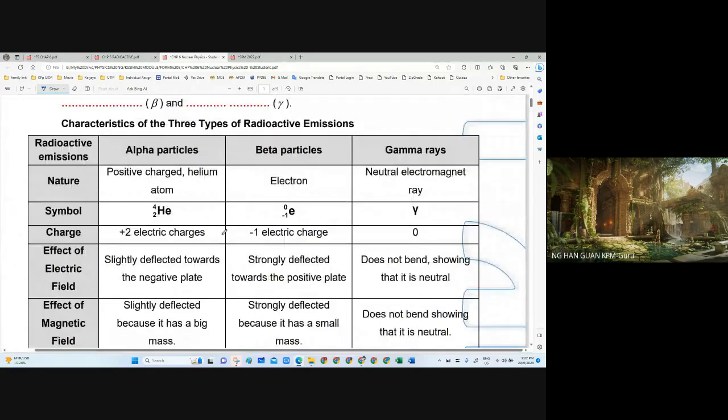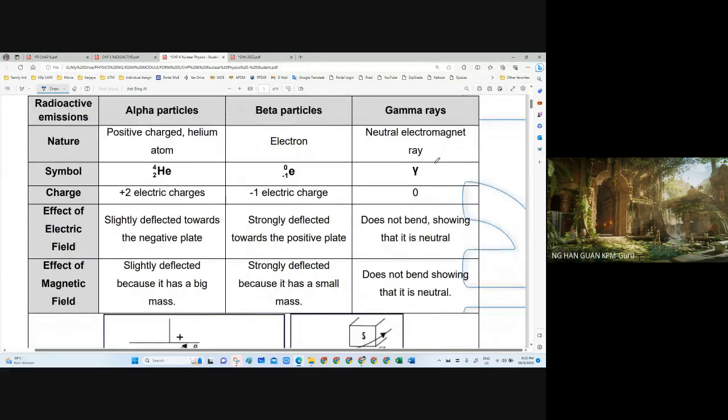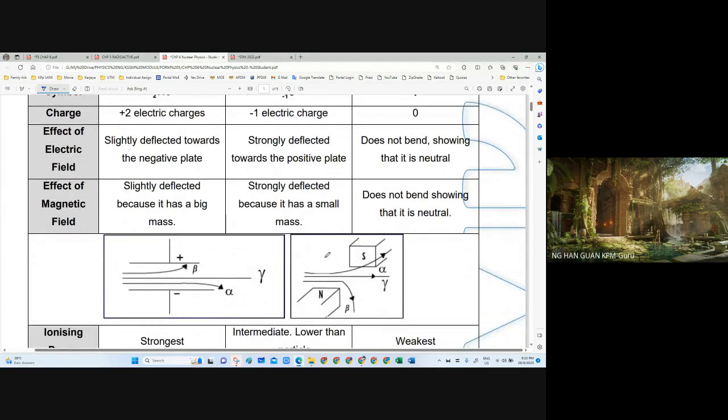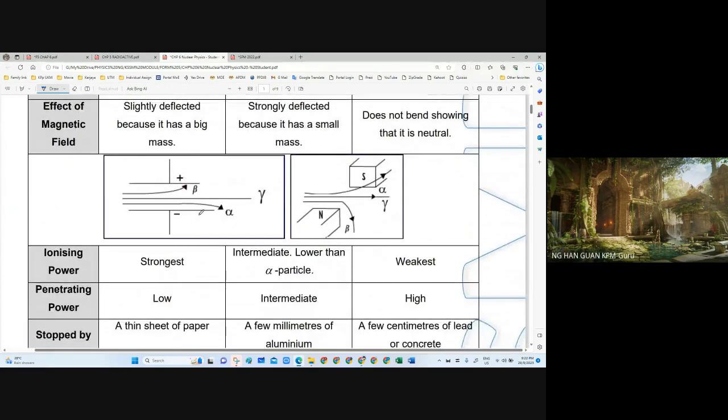I give you here a characteristic of the 3 types of radioactive emissions, which are alpha, beta, and gamma ray. Nowadays it seems like it's not important anymore in the syllabus, but I think it's better you still learn. Here is an example of how it's affected by the electric field on this diagram, and the next diagram, how it's affected by the magnetic field.